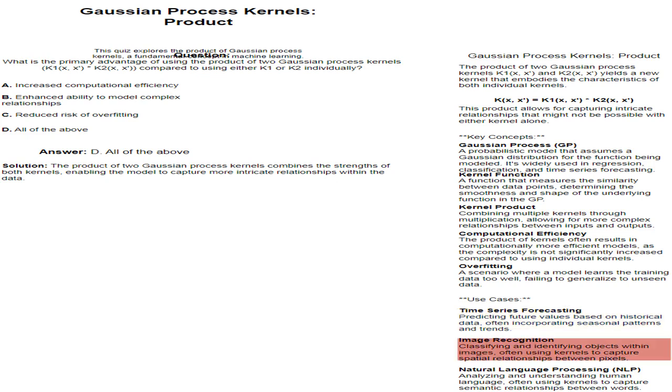Image recognition, classifying and identifying objects within images, often using kernels to capture spatial relationships between pixels. Identifying cars, pedestrians, and traffic lights in a video feed using a GP model that employs kernels to analyze spatial relationships between pixels.